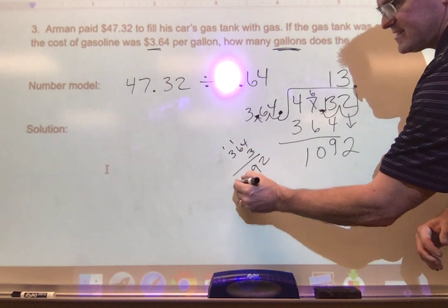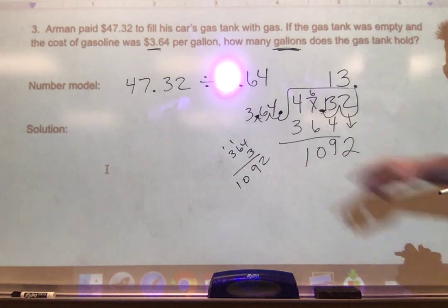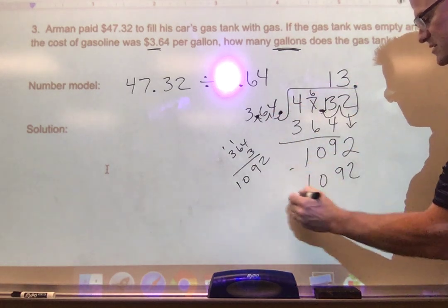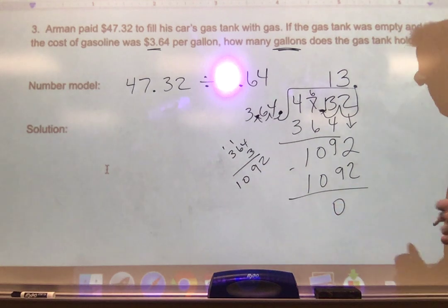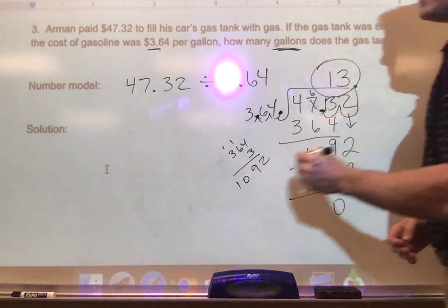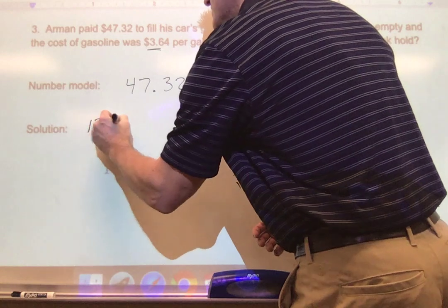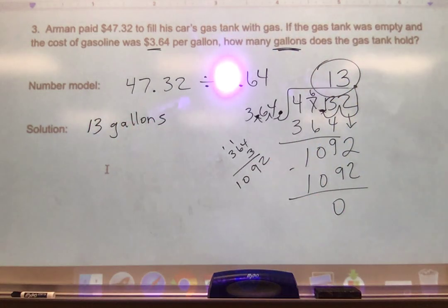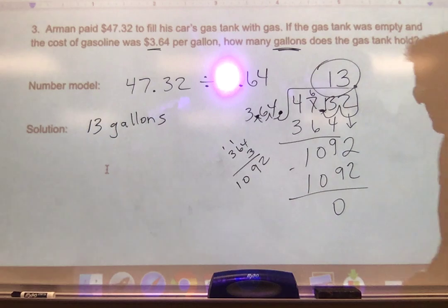And in this case, it comes out exactly. So 364 times 3 is 1,092. So when I subtract, I get nothing. And I know that my answer is they bought 13 gallons of gas to fill that car. All right, so there's a real life problem dealing with some gas and how to use division of decimals in this case. So make sure you get this stuff written down.